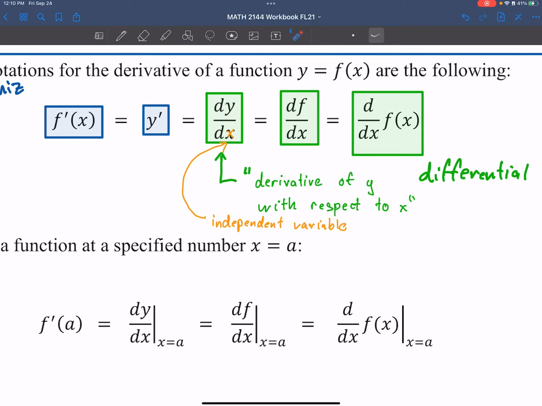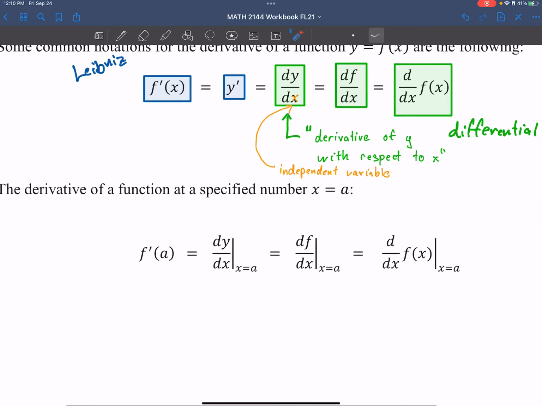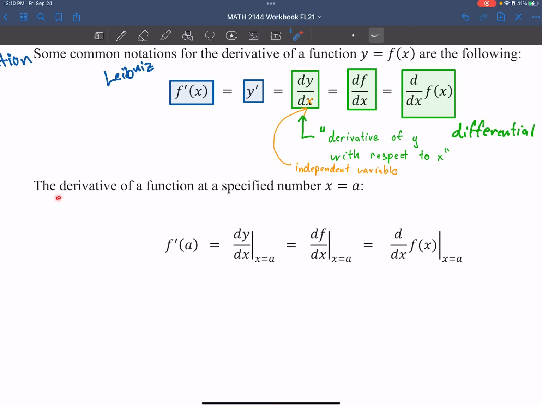We'll see various examples. Down here is the derivative of a function at a specified number x. So a is just some real number. We won't really deal with complex numbers in this course. All of these notations are equivalent. This one probably makes the most sense. This just says plug a into the derivative.